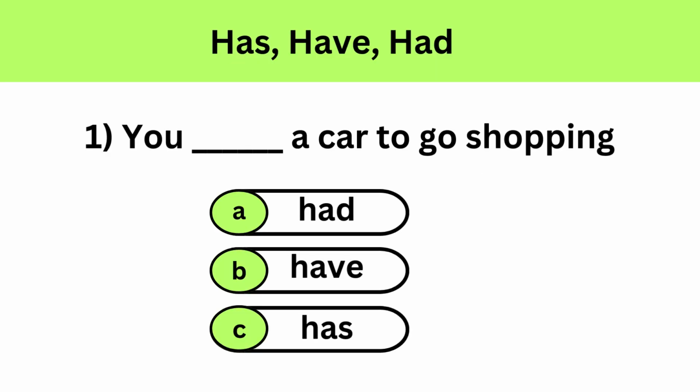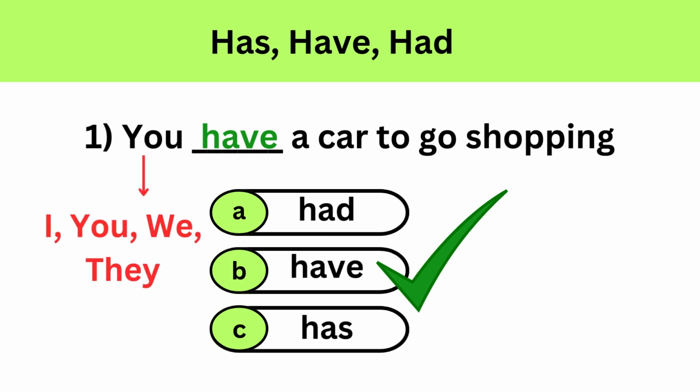Question number one. You dash a car to go shopping. Option B. Have. You have a car to go shopping. For subjects like I, you, we, and they, we use have.